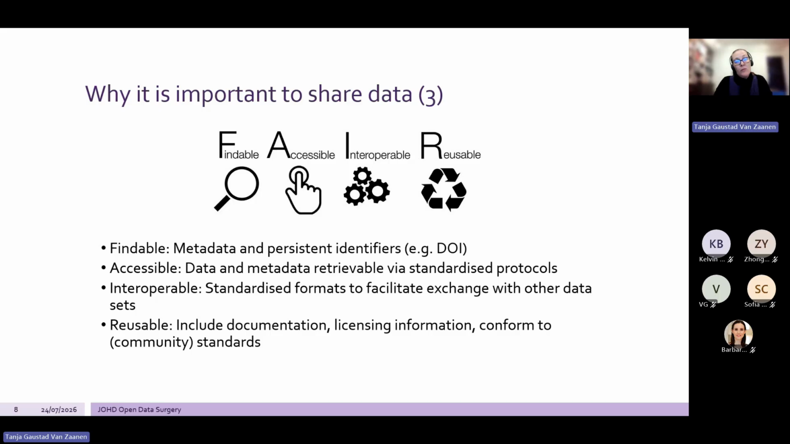And lastly, it should be reusable. So you should include documentation, licensing. We'll come back to that in a bit as well. Licensing information is very important. And you should, if you can, conform to your community standards, because that will guarantee that other people will be able to use your data as well.